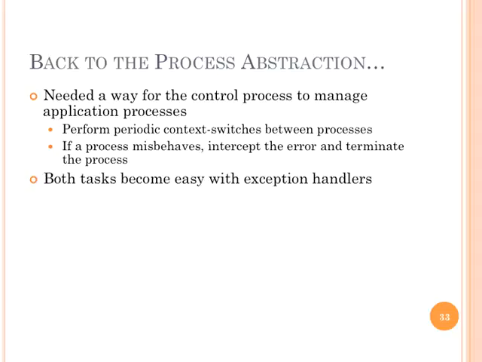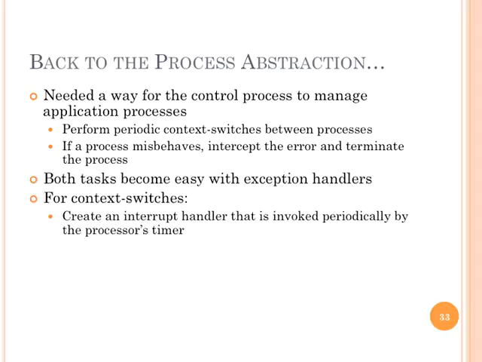Or if it decides to misbehave, we can intercept that and actually do something about it. Okay? So for context switches, we create an interrupt handler. The hardware timer is not accessible in ring 3, and you're not allowed to use it. Only in ring 0 are you allowed to configure that, because it's actually part of the programmable interrupt controller. You say, hey, set a timer, go off every 20 milliseconds so that I can switch programs.